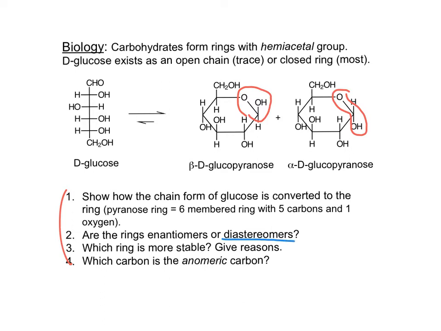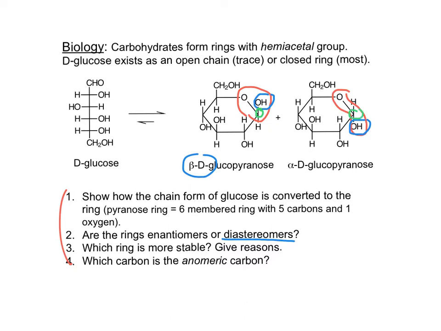The ring which is more stable is the beta-D-glucopyranose, and the reason is because, remember, we looked at the chair form of a 6-sided ring, and the OH group is in the equatorial position in the beta form, whereas in the alpha form, the OH group is in the axial position. The anomeric carbon is the carbon which forms the hemiacetal group.